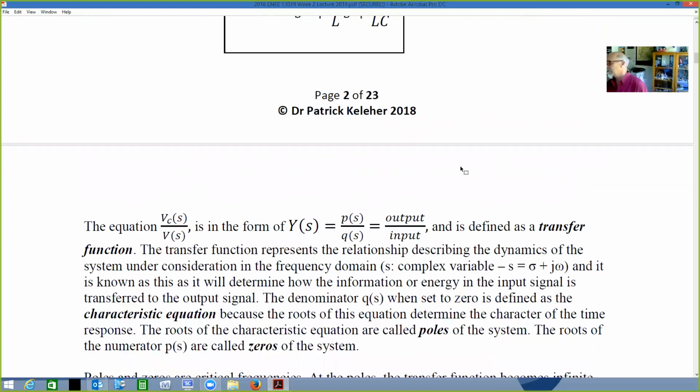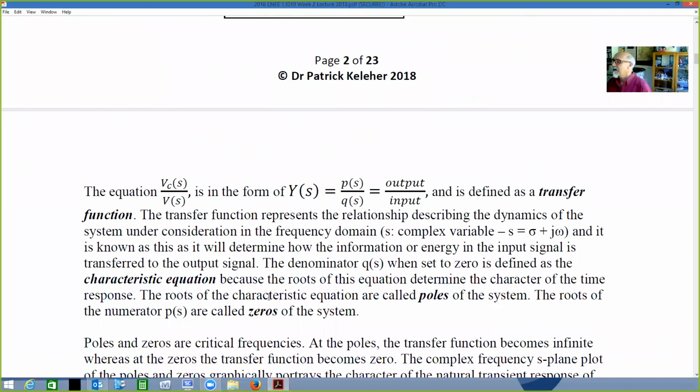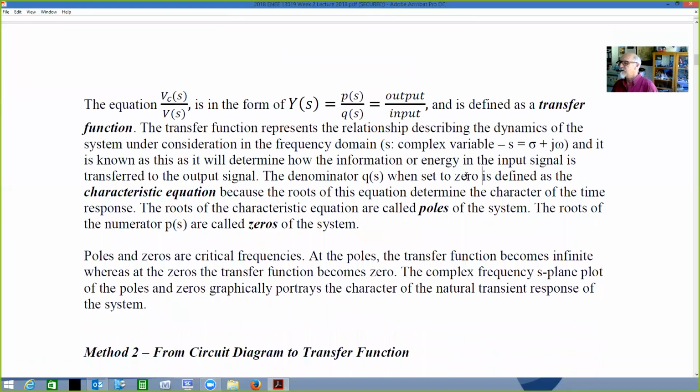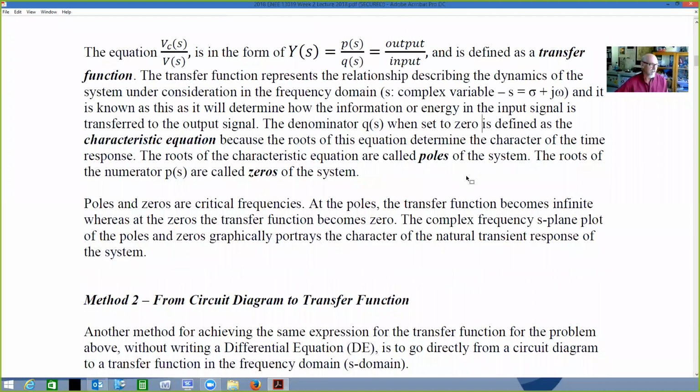So you'll see that we'll bump into the characteristic equation a lot. And when we set that to 0, those roots of the equation will determine the character of the time response. Now the roots of the characteristic equation are called the poles, and the roots of the numerator are called the zeros. So the roots of that are zeros, the roots of that are poles. And we'll talk more about zeros and poles as we cycle through. And these are critical terms, or critical frequencies.